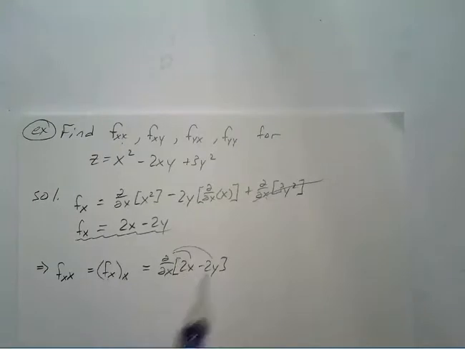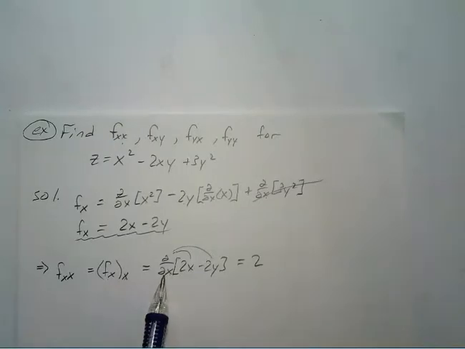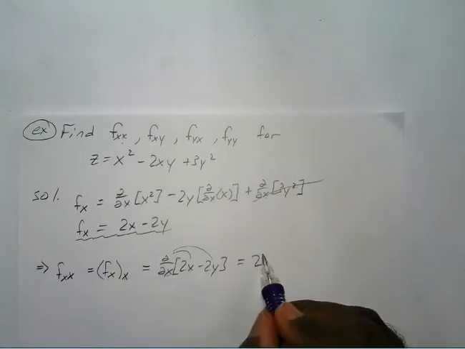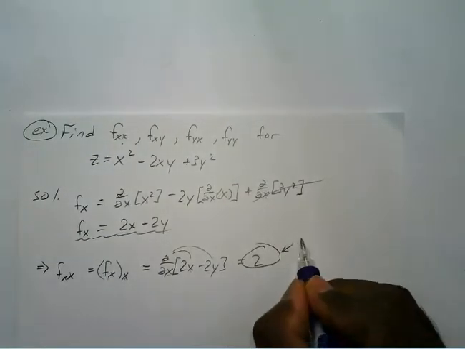Okay, so if we apply the partial derivative to both terms, we see that the partial derivative with respect to x of 2x is just 2. The partial derivative of 2y with respect to x, remember that's seen as a constant when you have an x there, so that just becomes the derivative of a constant, which is 0. So 2 minus 0 is just 2. Okay, so that's your second derivative with respect to x.